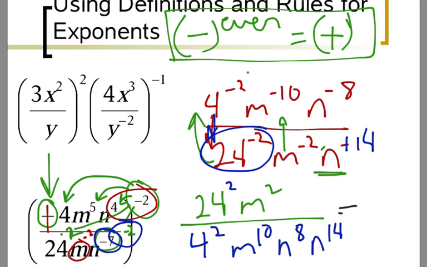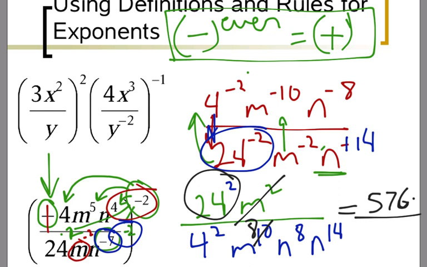So on top, the 24 squared gives me 576. And then I'm going to get m squared. I'm sorry, let's cancel the m squared with m to the 10th on the bottom, that turns into an 8. So then on the bottom I get 4 m to the 8th. And then I multiply my n's together. And because it's 8 and 14, I just add those to get n to the 22nd.